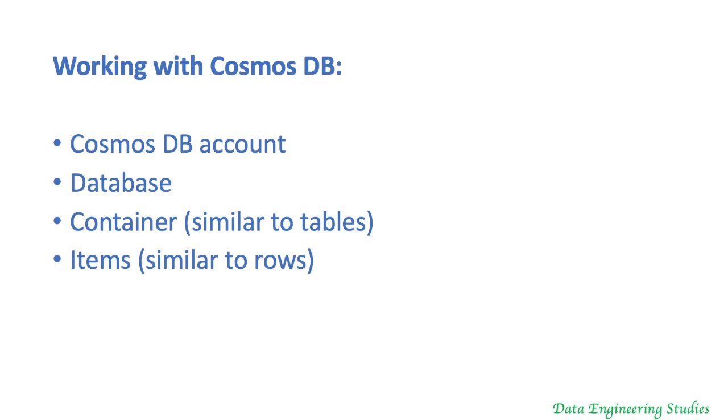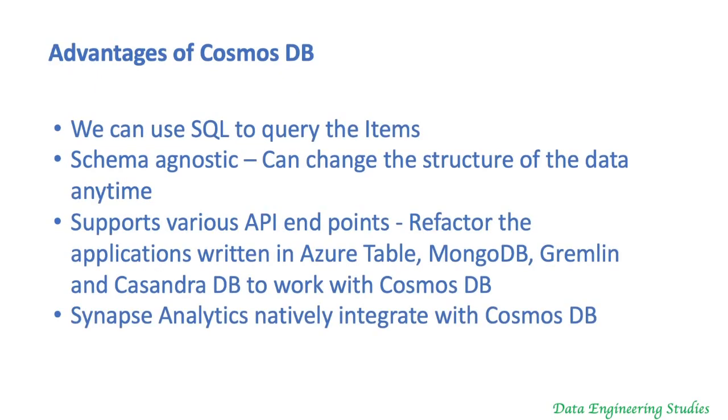Some of the advantages of using Cosmos DB are: we can use SQL to query the items. The Cosmos DB is schema agnostic. That means that we can change the structure of the data anytime. The Cosmos DB also supports various API endpoints like Azure Table, MongoDB, Gremlin, and Cassandra database. One other advantage is that Synapse Analytics natively integrates with Cosmos DB very well. I hope you got a fair idea of why to choose the Cosmos DB database. Next, we will see the practical demo of creating a Cosmos DB account, a database, a container, and some items.